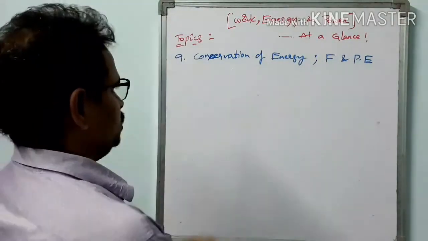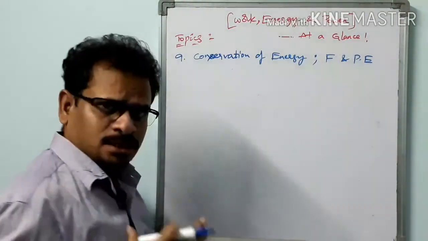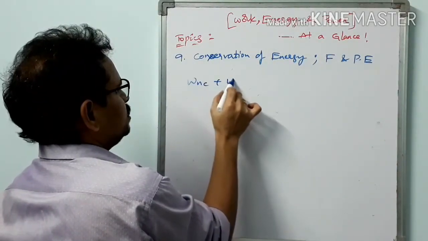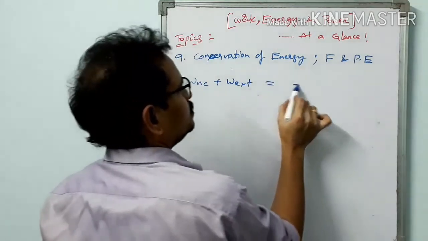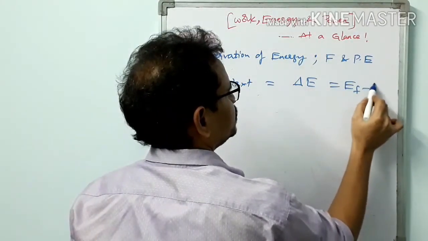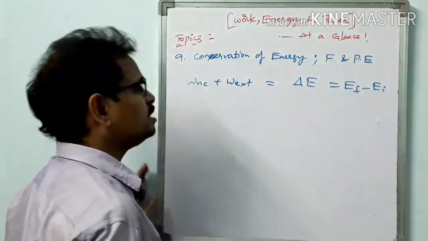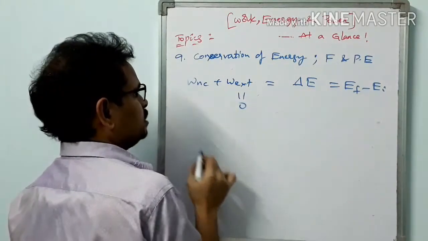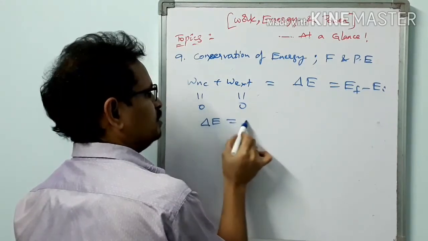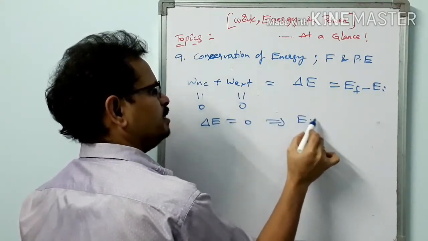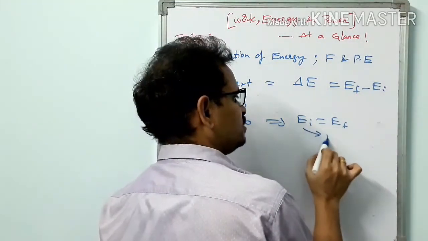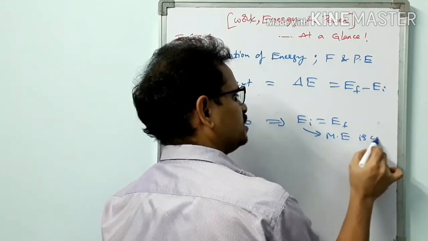So what is conservation of energy? Previously in the work energy theorem we got one expression. What was that one? WNC plus W external equals delta E, that equals EF minus EI. Suppose W external equals 0 and WNC equals 0, then what is delta E? Delta E equals 0. That implies EI equals EF. That is, mechanical energy is conserved.